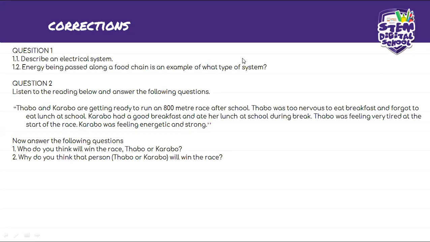Now, the following questions. It says, who do you think will win the race? Question 2: Why do you think that person, Tabo or Karabo, will win the race?